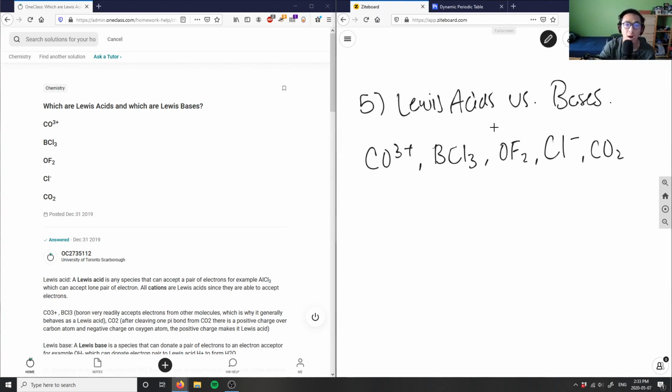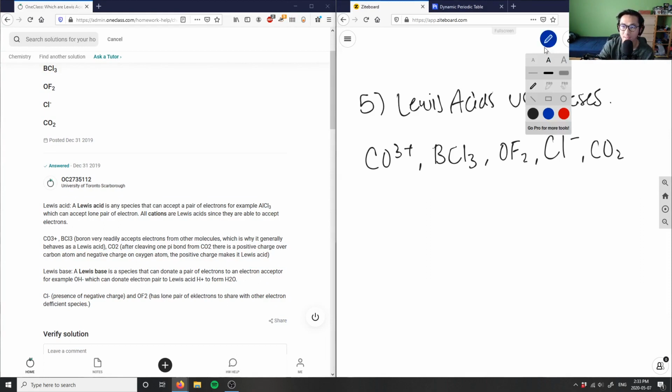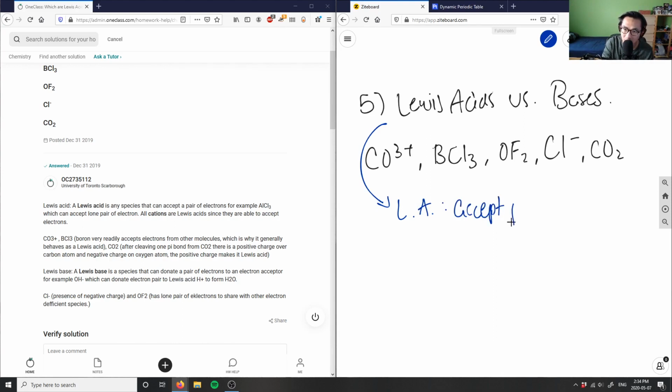So I like this solution here because it's giving us a definition, right? It says a Lewis acid is any species that can accept a pair of electrons. If you think of an acid, it's accepting electrons. In Bronsted-Lowry theory, we're accepting a hydrogen. A Lewis acid is much more broad, as we're saying that it's accepting a pair of electrons. So basically, a Lewis acid, or LA, can accept a pair of electrons, E minus.